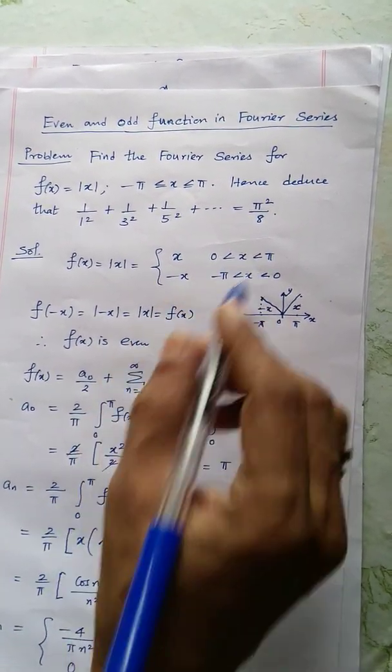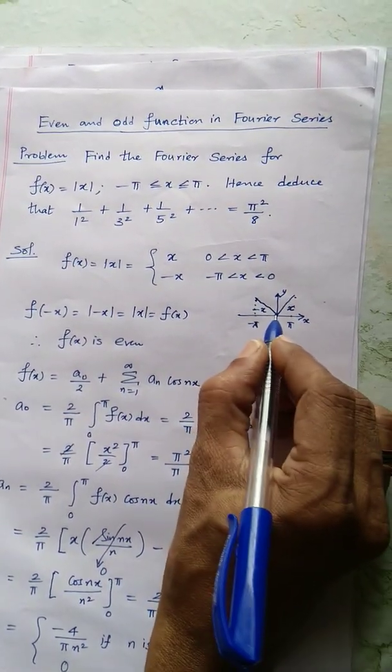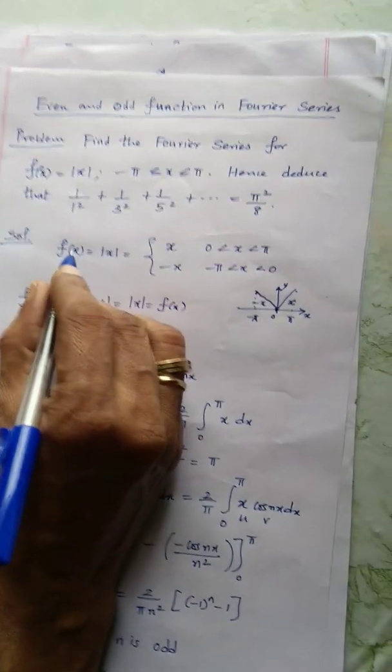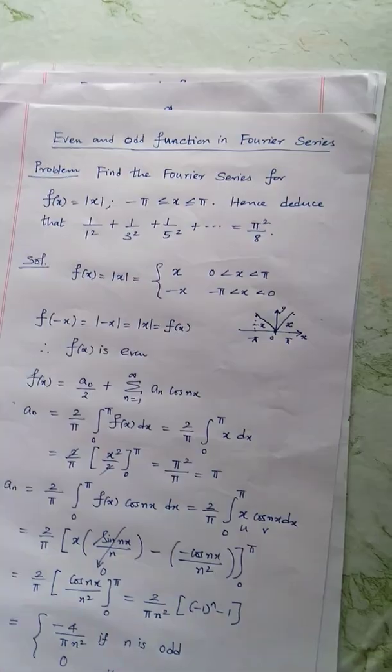Even though it's given like this, no problem. You can check there is no discontinuity. It passes through the origin. The modulus of 0 is 0. If I give 0 here, f of 0, modulus 0 is 0. So you know very well this.